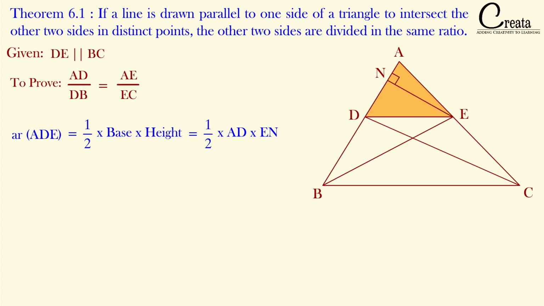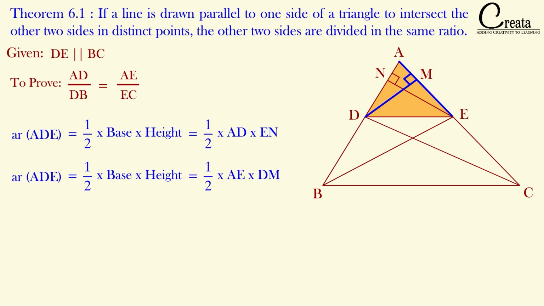We can also calculate the same area of this triangle using the base as AE. If we take the base as AE, what will be the perpendicular or the height? The height will be DM. This DM is perpendicular to AE. So we got the area of the same triangle ADE also as half into AE into DM. So we have calculated the area of the triangle ADE in two ways using two different bases. Got it?